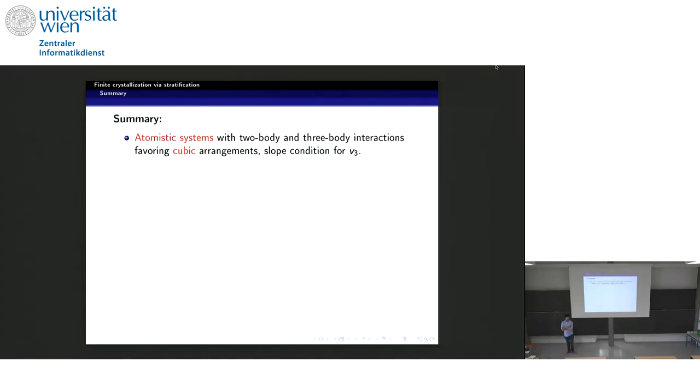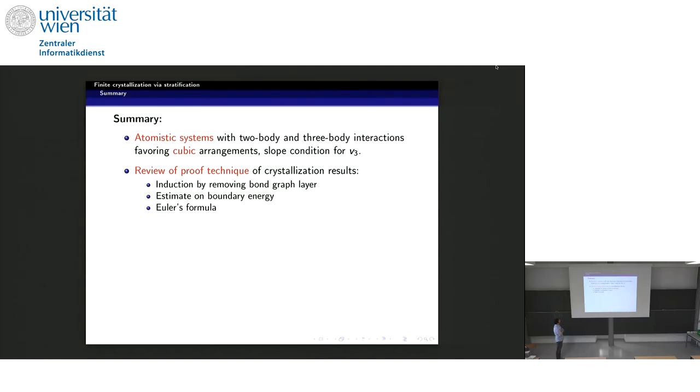Okay, so let me summarize briefly what I did today. So the idea of my talk was to revisit crystallization results in the plane for finite particle systems. And we looked at interaction energies featuring two-body terms and three-body terms, where the three-body terms were favoring cubic arrangements so that you could expect to find crystallization in the square lattice. I have shown you previous results on crystallization and their proof strategies, which were relying on an induction method by removing boundaries from the bond graph. And another ingredient of the proof there was Euler's formula for planar graphs.